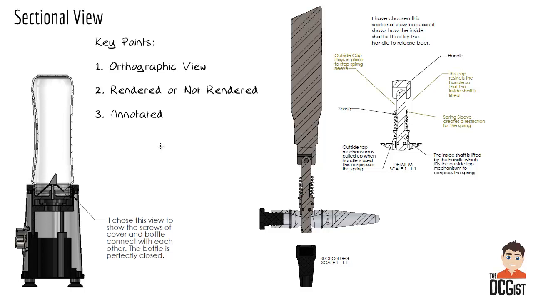In the sectional view then in particular, what we need to make sure is that it's an orthographic view. Okay, so it can be an elevation, a plan, or an end view. It can be rendered or not rendered depending on what it is that you want to show off. Okay, so if rendering it shows off the aspect you want to emphasize in the view, then render it. If it shows it off better not rendered, then don't render it. Again, annotation, okay, why is it that you're showing this view? What is it showing? Why is it important to your model?